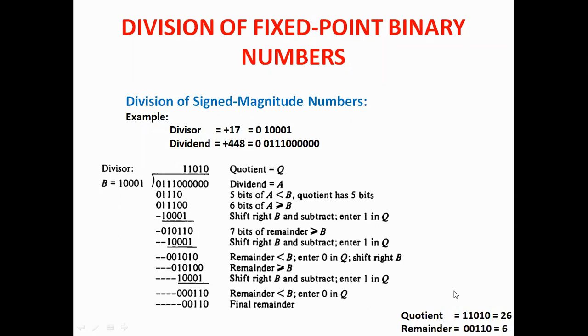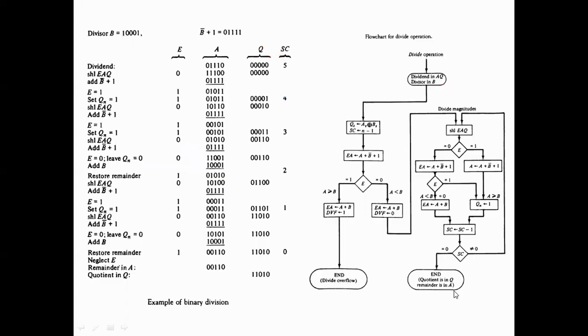Now coming to an algorithm which can be used here. For division, we use this algorithm which is depicted in terms of a flow chart. If we follow this flow chart, we will perform the division of two binary numbers that are in signed magnitude representation. So what does this flow chart say? It says to put the dividend in AQ.